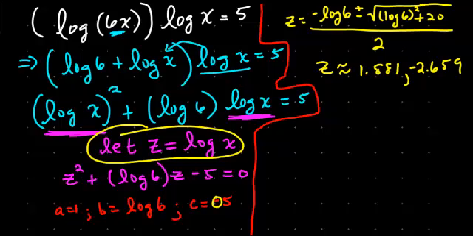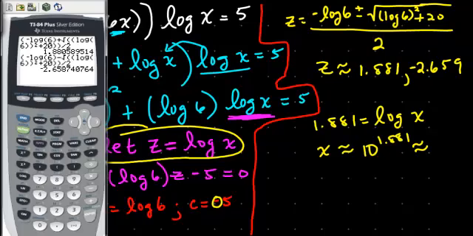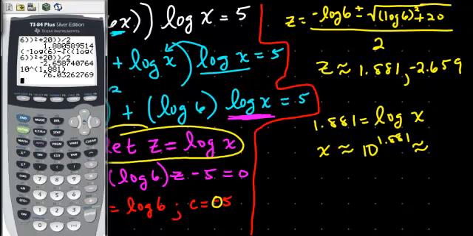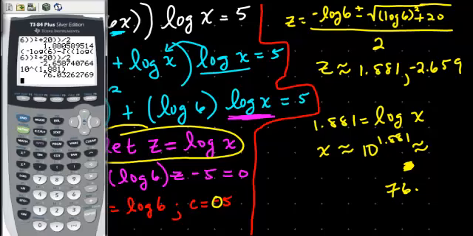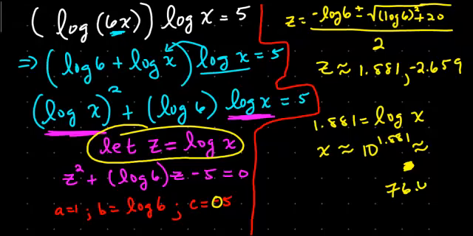Over here, z equals the log of x. So 1.881 equals the log of x, and we're going to get that x is approximately equal to 10 raised to the 1.881, which is approximately 76.033. So 76.033 is one answer I've got there.